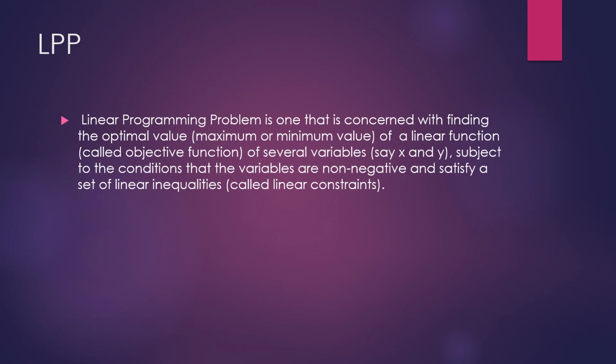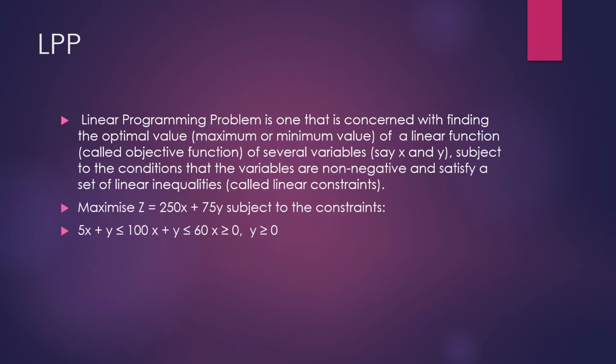Let's see exactly what is the definition of LPP. So LPP, linear programming problem, is one that is concerned with finding the optimal value, that is either maximum profit or minimum cost, of a linear function, that is Z, which is denoted by objective function, of several variables like x and y. We will limit to 2 dimensions only, so we will always have 2 variables x and y, subject to conditions. Those conditions are called constraints, that the variables are non-negative. Since the start I have said that x and y will always be greater than or equal to 0. So that means they will be non-negative.